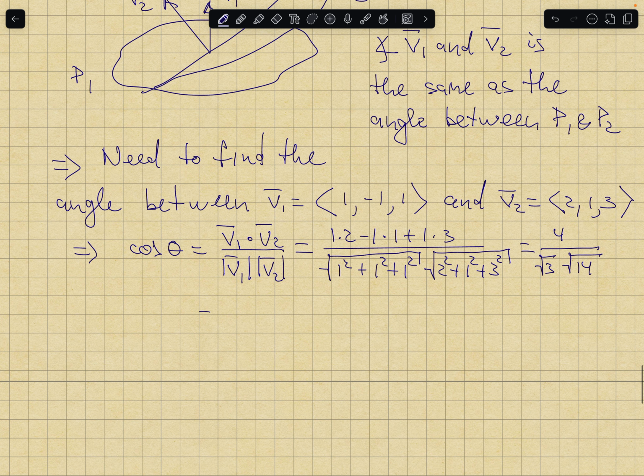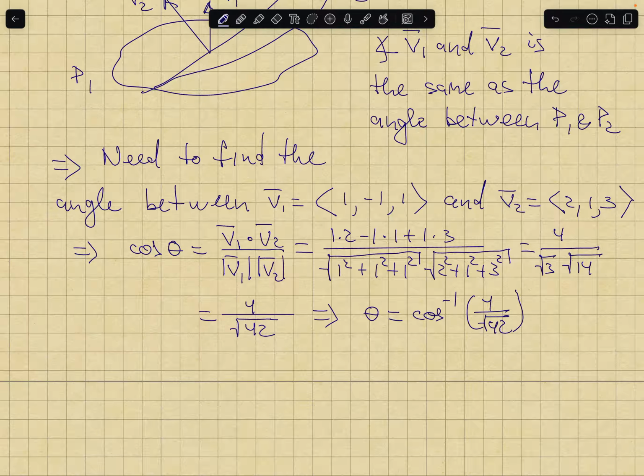And so cosine of theta is 4 over the square root of 42, right? And so theta itself is arc cosine of 4 over the square root of 42. Whatever that is, you can just compute it on a calculator. All right, so this lecture then provided you with equations of planes and connected the stuff that we're doing for planes to what we did for lines.